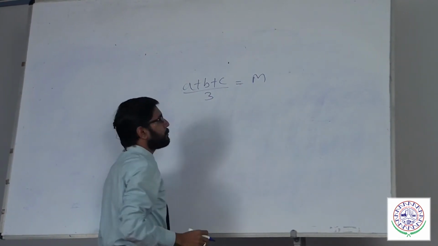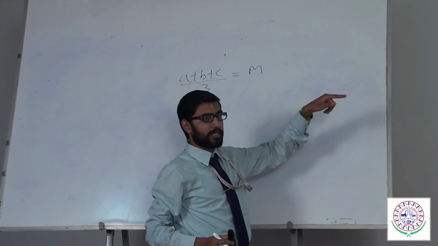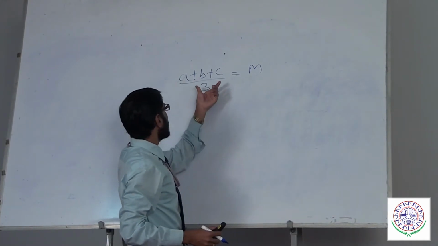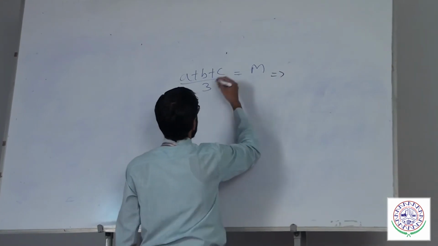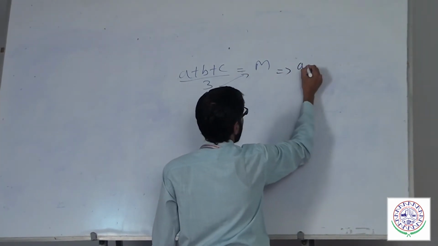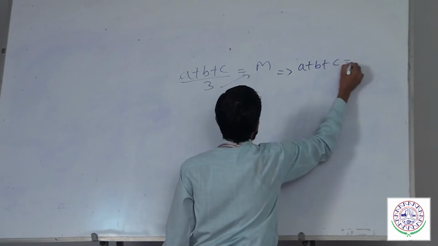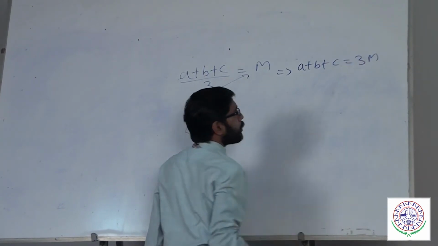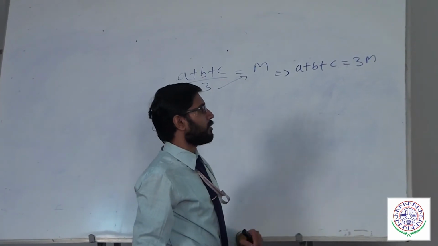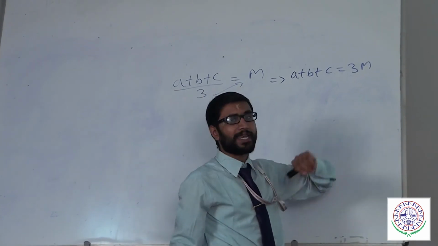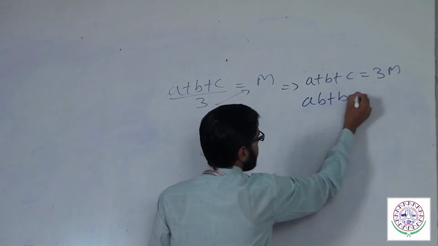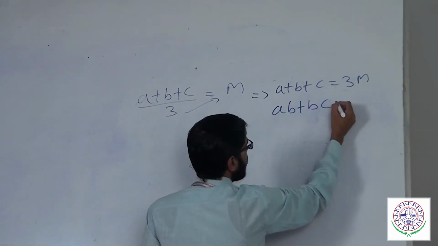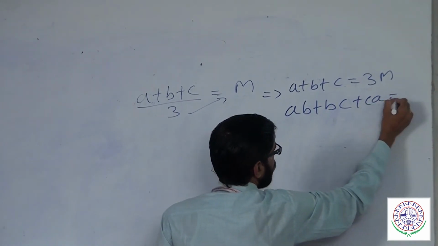Why am I dividing it by 3? Because 3 variables are there, A, B, C. So the average of this will be A plus B plus C divided by 3 is equal to M. If I just transfer this, it will be A plus B plus C is equal to 3M. They have also given one more piece of information, AB plus BC is equal to minus CA. If you transfer it, it will be AB plus BC plus CA is equal to 0.